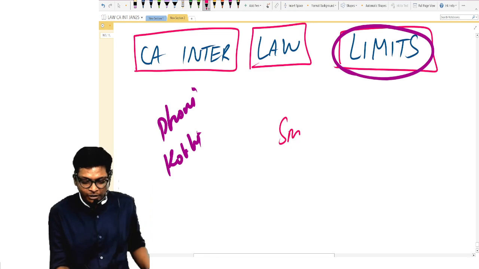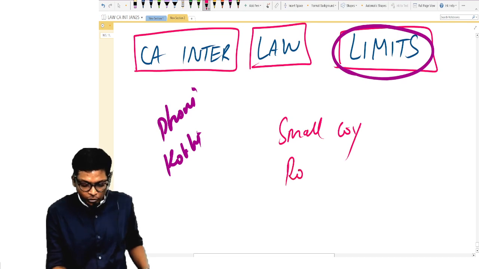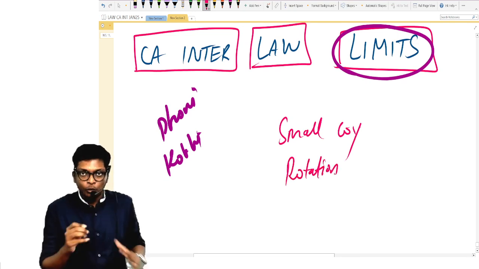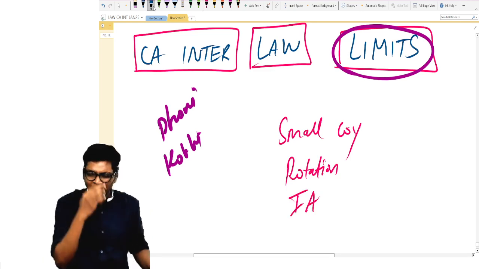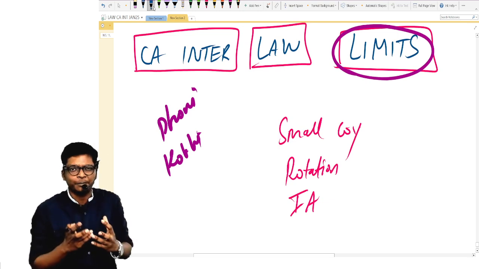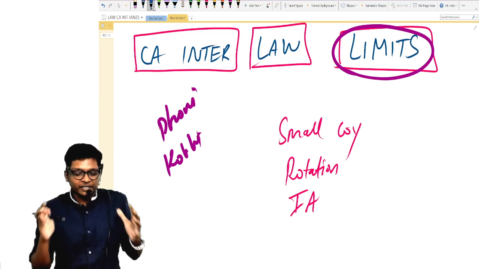For example, what is the limit of small company? What is the limit for rotation of auditor? What is the limit for whom it is applicable? Or internal audit? There are so many limits in different chapters that sometimes we panic because it's in different places.